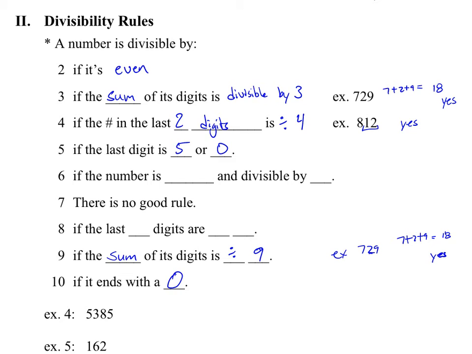This one is very similar to the 8 rule. So the 4 is the last 2 digits. The 8 is the last 3 digits. If the last 3 digits are divisible by 8. What if there's only 2 digits? Then hopefully you know your 8 facts. Or you're just looking at the last 2 digits.